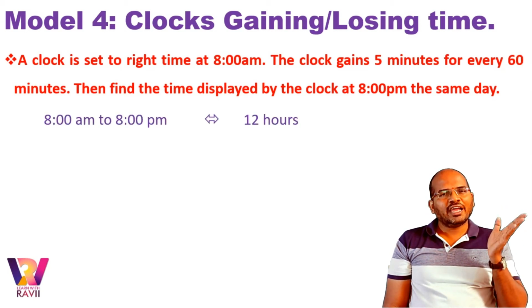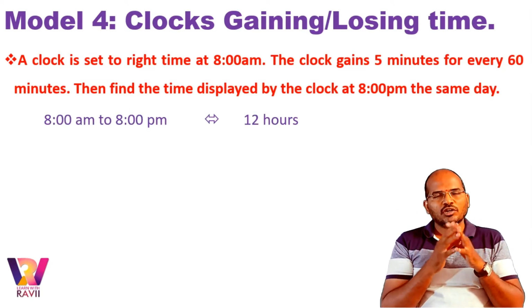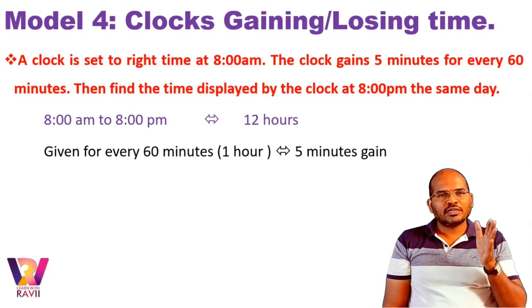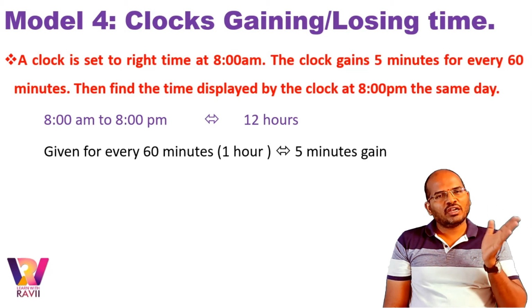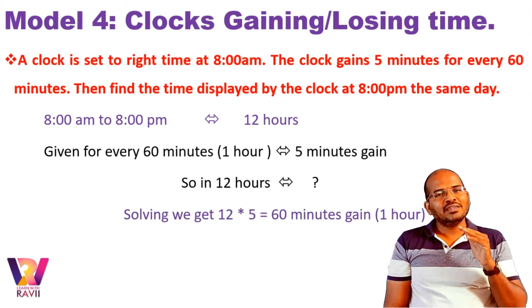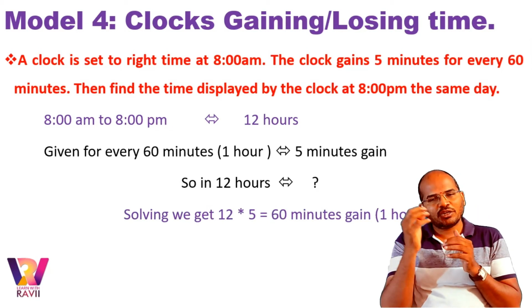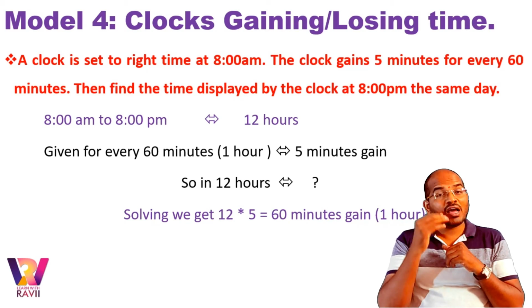So between 8 a.m. to 8 p.m. we have 12 hours. Don't ask me how, it is quite simple. Now it is given that for every 60 minutes, for every 1 hour, the clock gains 5 minutes. So 1 hour, if it gains 5 minutes, in 12 hours, it gains how much? It gains 60 minutes. So in 12 hours, that particular clock should gain 60 minutes. So 1 hour extra.